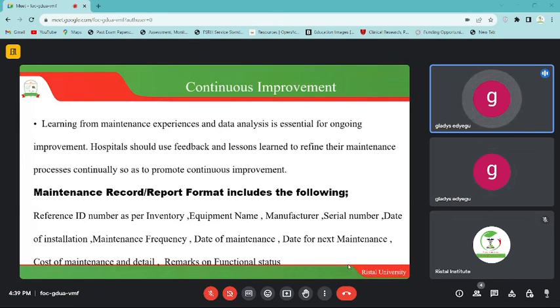also very necessary. We have to write the equipment name. So after you've written the reference ID number, then you're supposed to also write the name of the equipment. Then after, you also need to identify the manufacturer.